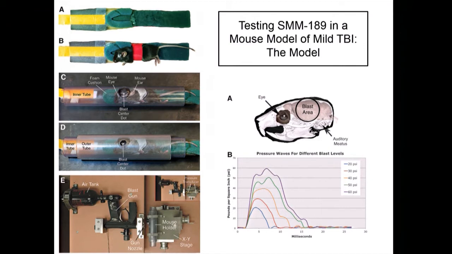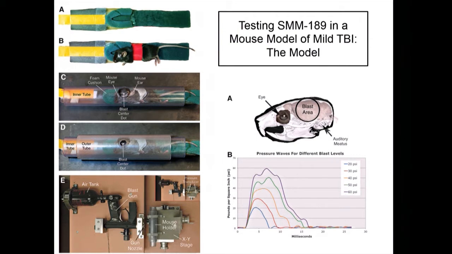And then we center this contraption in front of this, which is a paintball gun. It's been modified to put out a higher pressure blast. And we bring the mouse a couple millimeters away from the barrel of the paintball gun, and we fire it once. And the mouse winds up then showing a lot of different kinds of symptoms of traumatic brain injury.